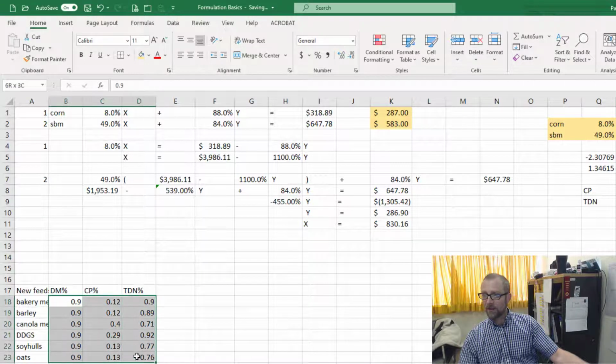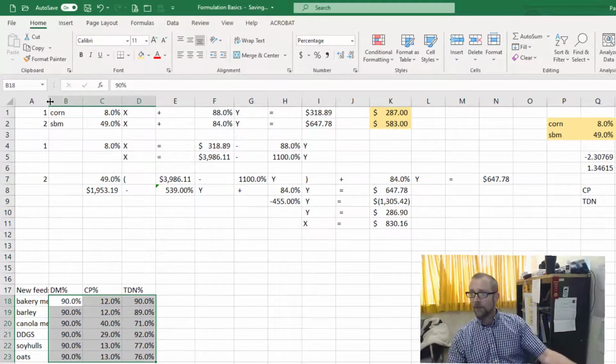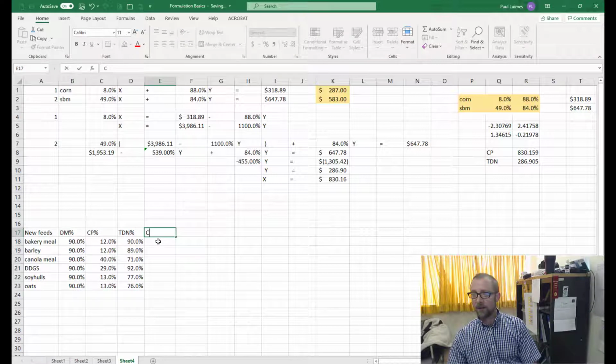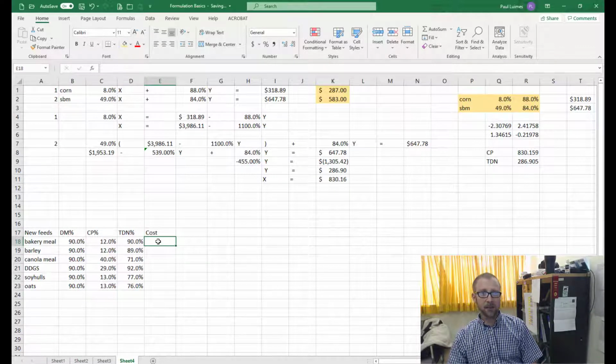So I'm going to change all these things into a percent so we can read them cleanly here now. I'm going to make that larger. And the other thing I'm going to put in here is the cost. How much does this feed cost?